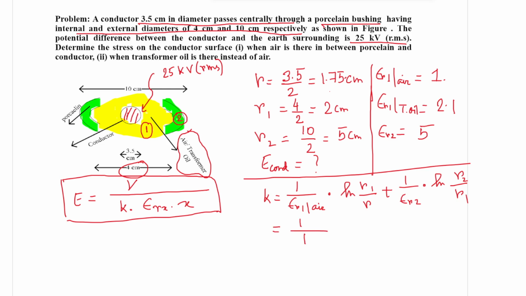So let me put down the values. For air it is 1 by 1, ln R1 by R. R1 is 2 and R is 1.75. For porcelain it is 1 by 5 ln R2 by R1. What is R2? R2 is 5, and R1 is 2. So if you solve this, you will get this K value as 0.316.